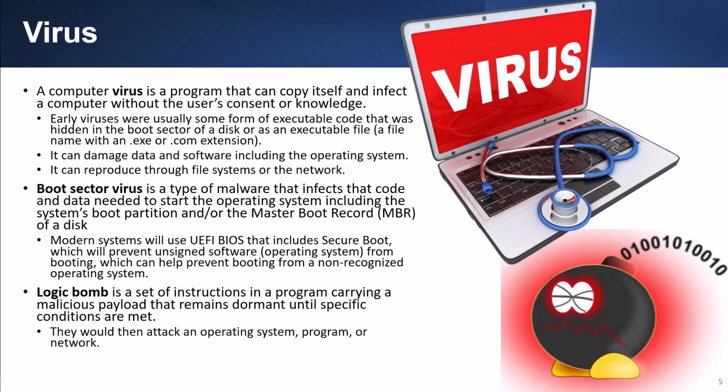A computer virus is a program that can copy itself and infect a computer without the user's consent or knowledge. Early viruses were usually some form of executable code that was hidden in the boot sector of a disk or as an executable file, which is a file name with an .exe or .com extension. It can damage data and software, including the operating system. It can reproduce through file systems or the network.